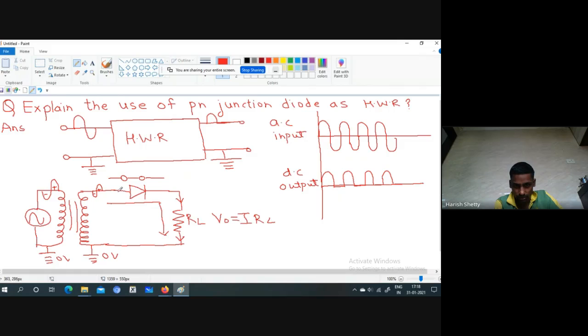The anode is given positive, the cathode is given negative, so our diode will work like a closed switch, and I have said this is an ideal diode, so there will be no voltage drop across the diode. It will just behave like a connecting wire. If it is a real diode, there is a drop of 0.7 volt, but here there is no drop. So whatever this voltage is, this whole voltage we will get over here. So you will find that we will get this DC output over here. So during the first half cycle of our AC input, we will get this DC output.